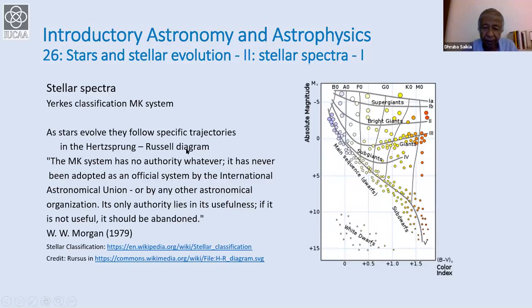The MK system is used widely, but it has no official sanction from the IAU. And Morgan, one of the architects, said in '79, the MK system has no authority whatever. It has never been adopted as an official system by the IAU or by any astronomical organization. Its only authority lies in its usefulness. If it is not useful, it should be abandoned. But it has been extremely useful in trying to differentiate objects of different luminosity with the same or similar spectral class, okay?